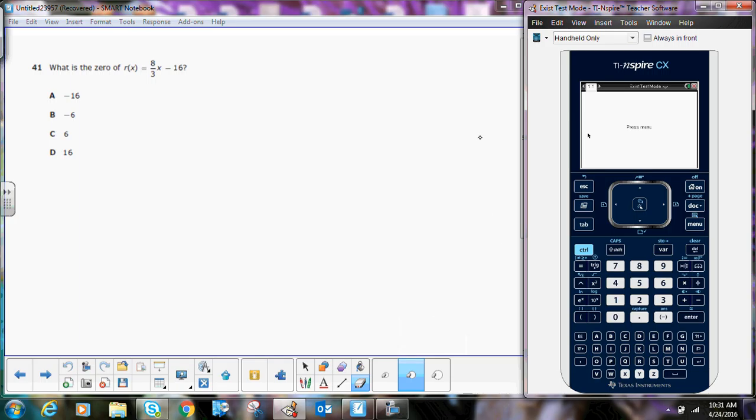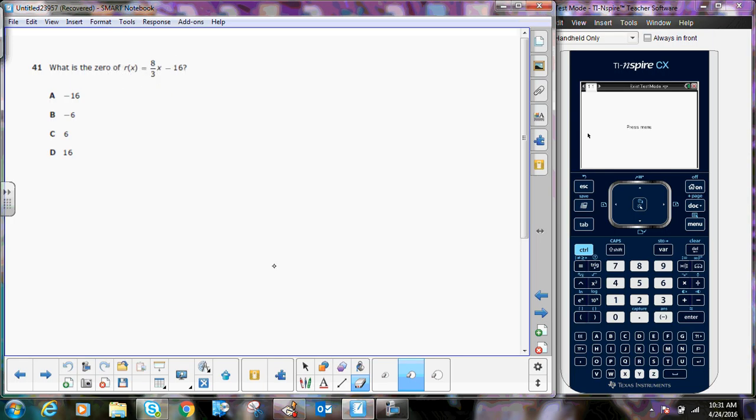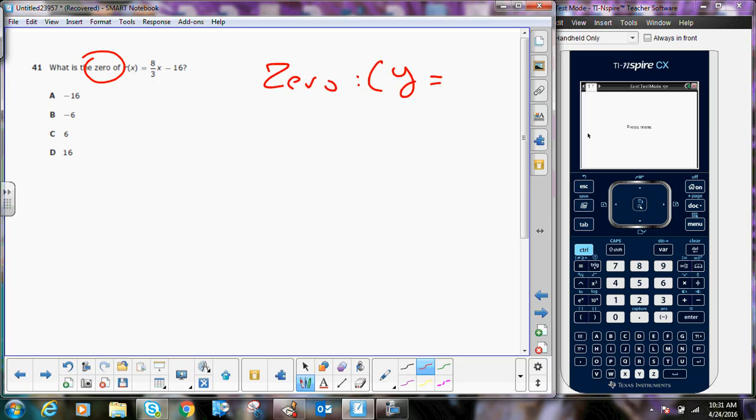Okay, now we're gonna do 41 till 45. So at 41, what's the zero of r of x equal 8 over 3 x minus 16, 8 third of x minus 16. So again, what means the zero? The zero means when y equals 0, it's the same as the x-intercept, it's the same as the roots, it's the same as solution.